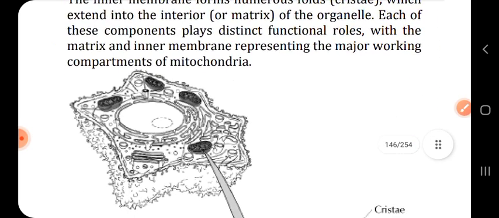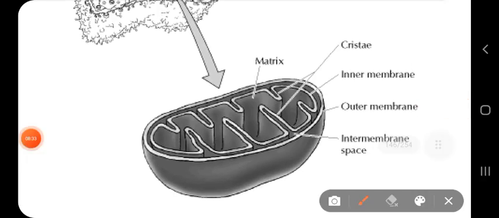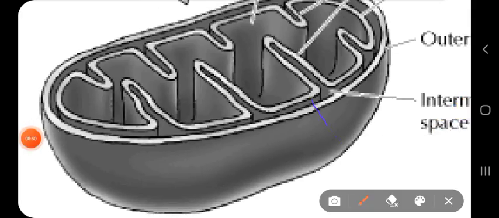So this is the structure of mitochondria, which I have already said. Look at the crystal-like structure which have fold inside of the inner membrane. There is an outer membrane also, as you can see, and between the inner membrane and outer membrane there is an intermembrane space. So this is your intermembrane space. As you can see, these are the crystal-like structure which are within the matrix, within the internal side.